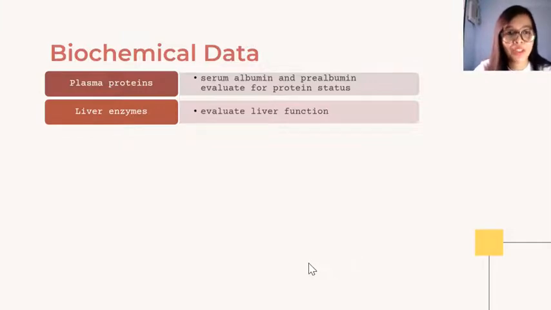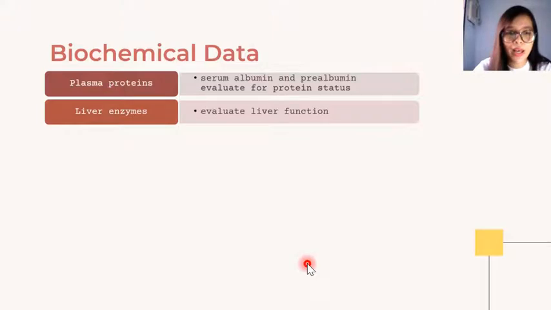It's important to check your liver enzymes to evaluate liver function, because of diseases like cirrhosis. Cirrhosis is a disease in which the healthy liver tissue is replaced with scar tissue. What happens there is that the scar tissue blocks the flow of blood through the liver and slows the liver's ability to process nutrients. So this is an important data for your nutrition assessment.